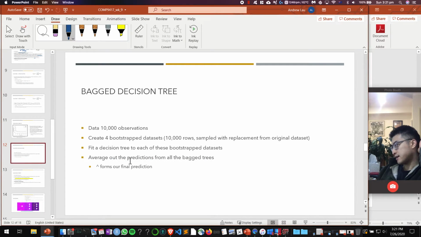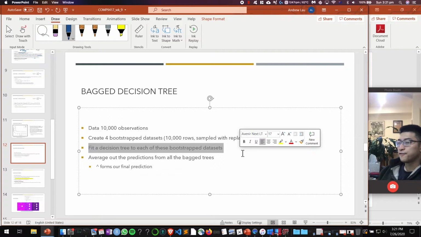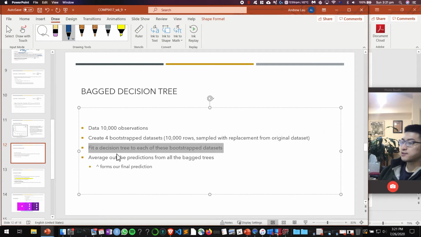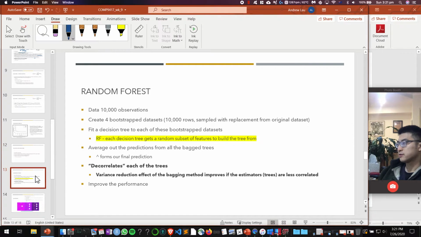Let me give you a toy example. Bagged decision tree: you have a data set of 10,000 observations. You can create 4 bootstrap data sets, so you get each of 10,000 rows. You sample from the original data set 10,000 times with replacement. You fit a decision tree to each of these bootstrap data sets, average out the predictions of all the bagged trees, and that's your final prediction.